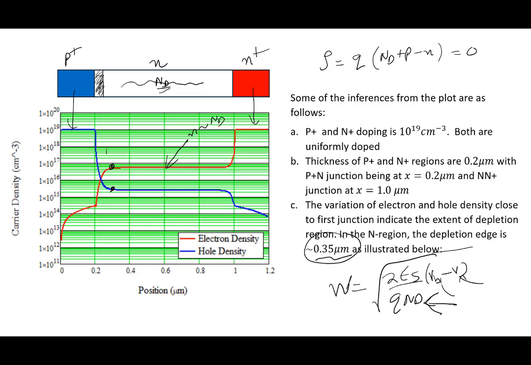You could do that, that's also okay. If you say electron density is equal to ND, that's also fine. More accurately, you would say ND plus P minus N equals 0, rho equals 0. And since we know P and N at a point like this, I know ND also. And it comes out to be 5 times 10 to the power 16.